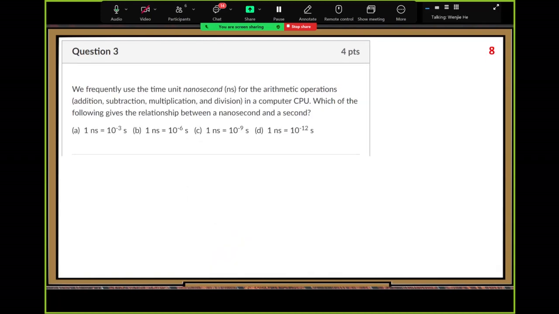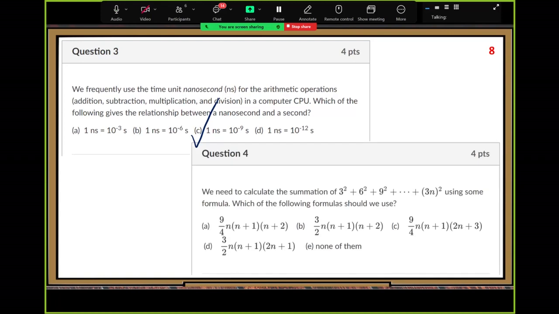Number 3, nanosecond. It's a simple question. C. 10 to the negative 9. One billionth of a second. Simple question.